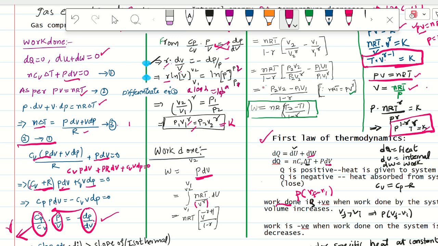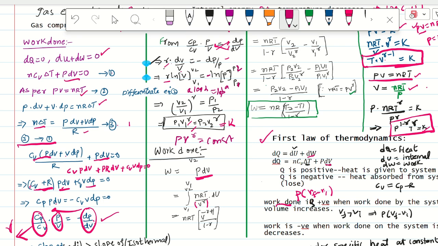Here also log of P2 by P1. This is V2 by V1, and here a minus sign is there, so P1 by P2 will come here. So this gamma will come: V2 by V1 whole power gamma. Therefore, P2 V2 power gamma is equal to P1 V1 power gamma. This means PV power gamma is equal to constant in an adiabatic process. This is the relation between P and V.